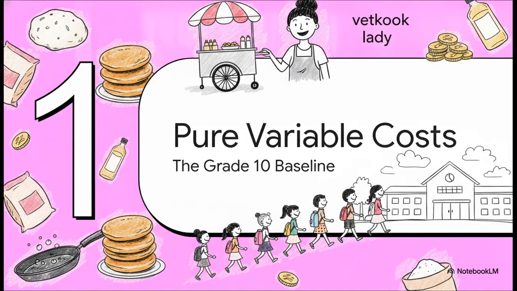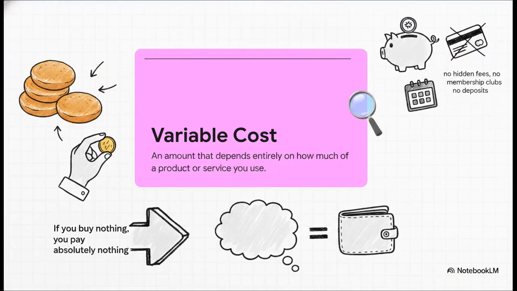Okay, let's kick things off with Section 1, Pure Variable Costs, or what we'll call the Grade 10 baseline. We'll establish a baseline with something super simple. Basically, a pure variable cost is an amount that depends entirely on exactly how much of a product or service you actually use. You just pay a set rate per unit.